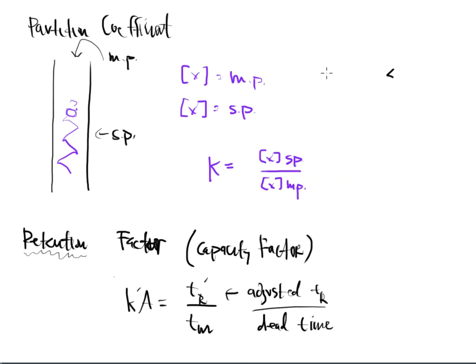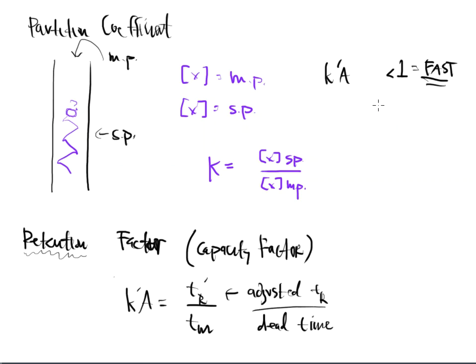If the capacity factor, k prime A, is less than 1, then that means that this run, this analysis that we're doing in chromatography, is way too fast. It's not spending enough time in the stationary phase. We need to give it more time to hang out before it makes the decision to go on through. So that's the purpose of the capacity factor or retention factor number.